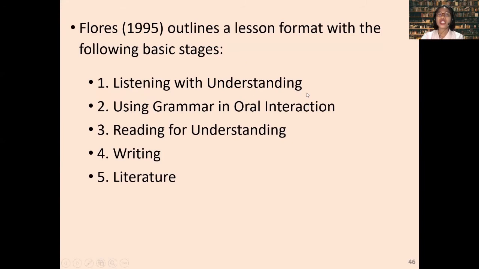And this is Flores lesson format. First, listening with understanding. So we are talking about how everything should be done. For example, if this is a lesson plan, these are the things that should be considered. And if this is a course book, you have to make sure you have these components. So first, let's say lesson one, listening with understanding. Using grammar in oral interaction, reading for understanding, writing, and then literature.